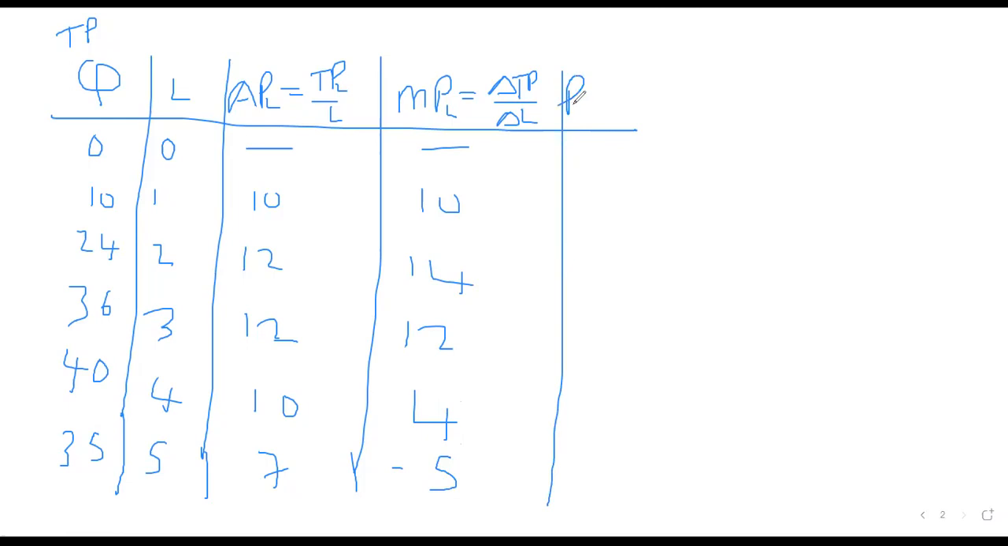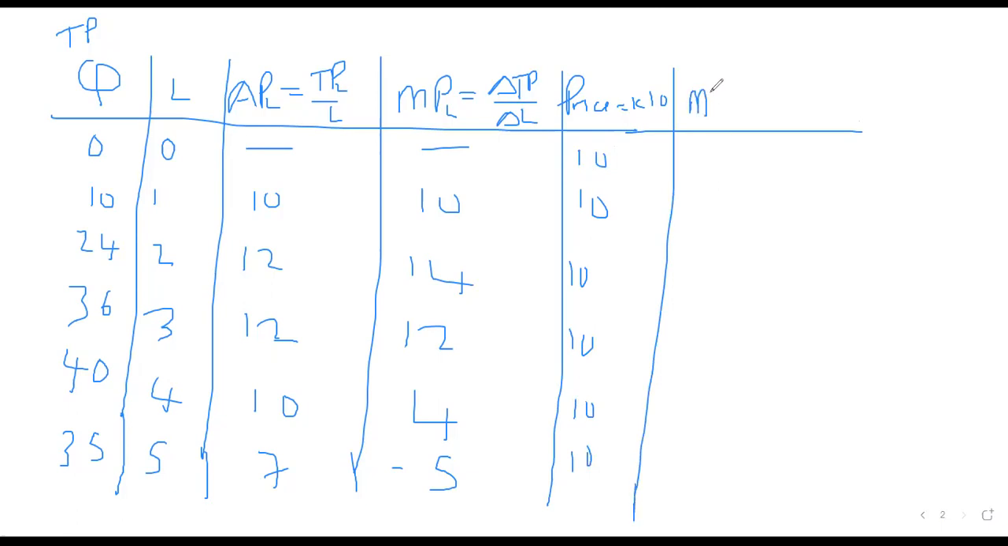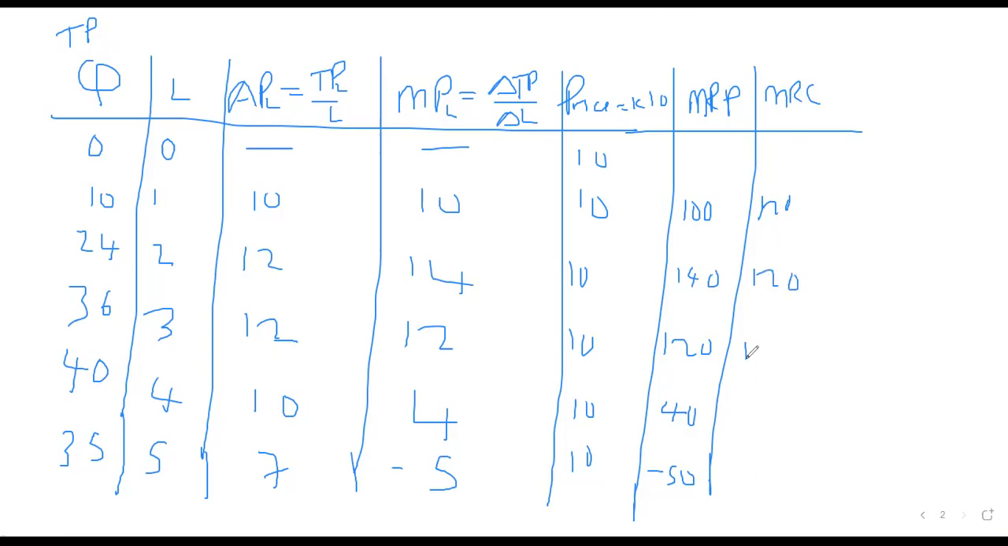Then we'll be given a price, for instance. Our price is 10 kwacha. So you put 10 kwacha, 10 kwacha, 10 kwacha, 10 kwacha, 10 kwacha. The marginal revenue product, who remembers, is when you multiply the price times the marginal product. So here it is 100, here it is 140, here it is 120, here it is 40, here it is -50. Then the marginal resource cost, maybe they tell you it is 120 throughout, 120, 120, 120. That is your wage.